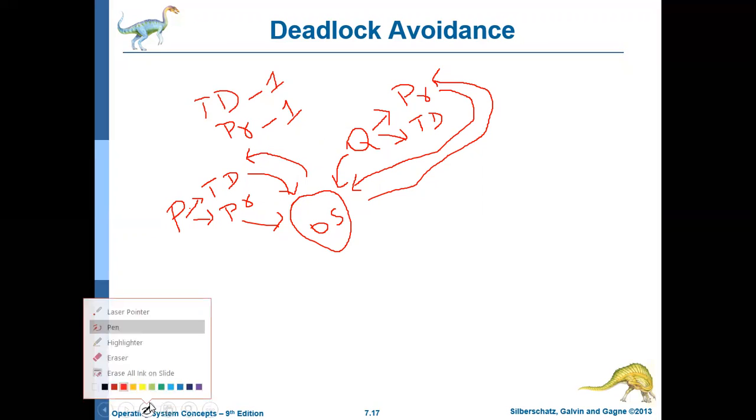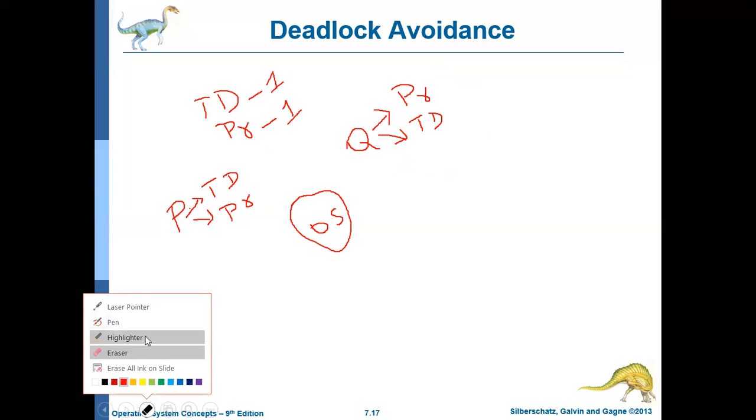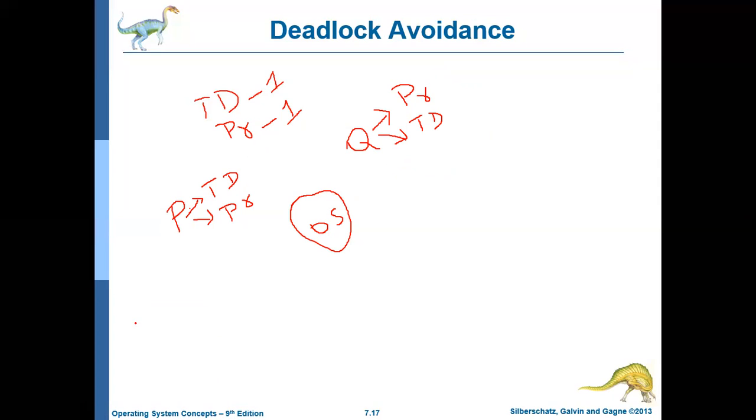To avoid this type of situation, the operating system requires additional information about resource requests. That is, a priori, all the processes should inform the operating system in what order they will be requesting the resources and what resources they will be requesting. So in that case, process P will inform the operating system that I will require first the tape drive, and then the printer. Similarly, process Q will say that I will need first the printer and then the tape drive.